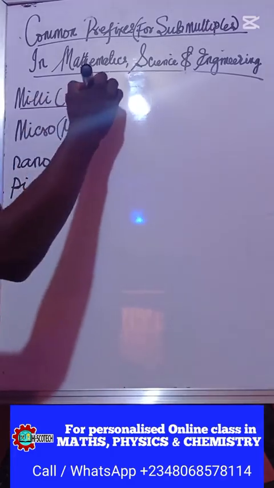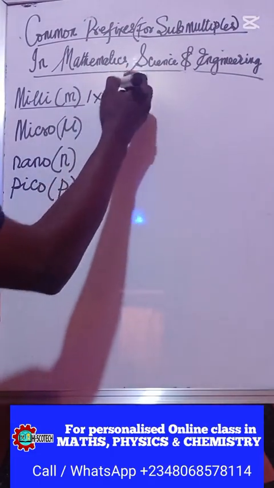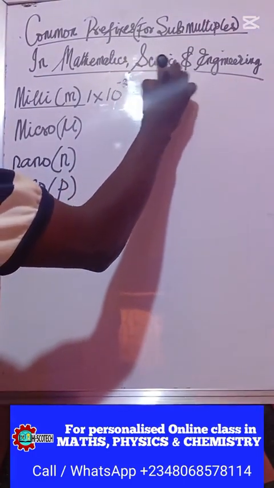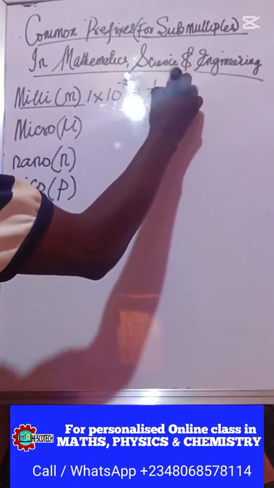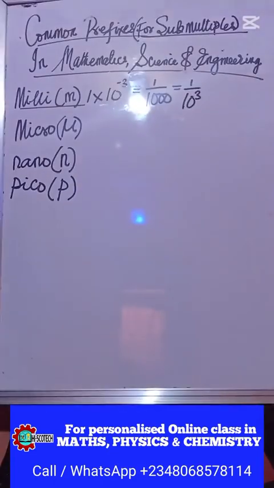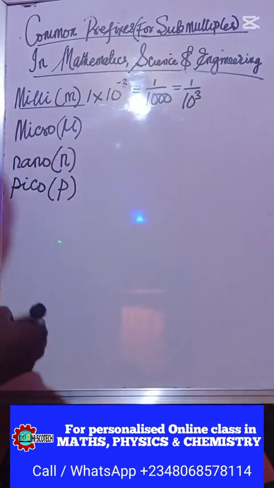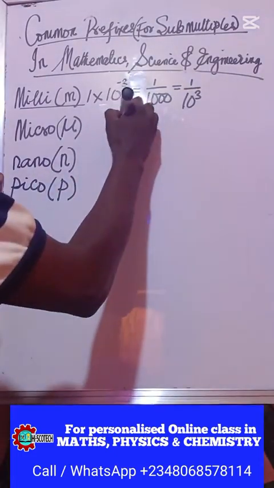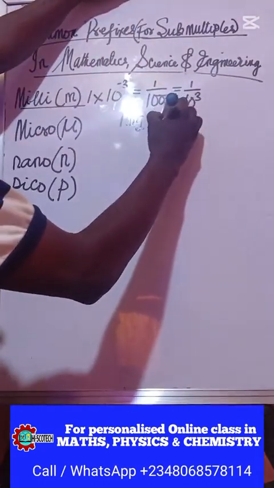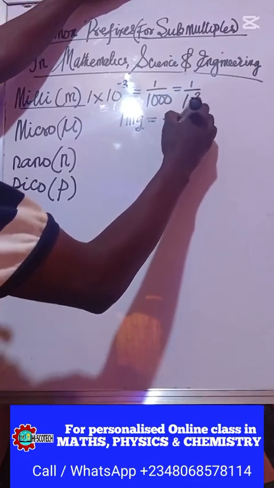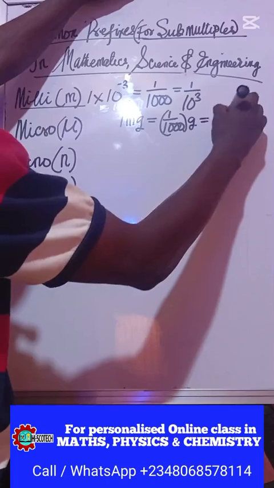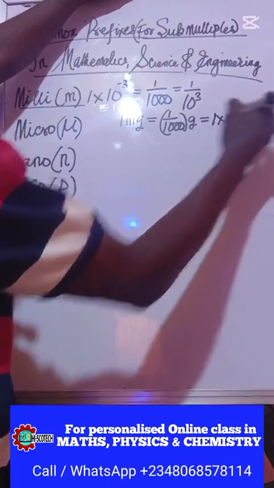Now we have the first one here, which is milli. Milli is equivalent to 1 times 10 raised to the power minus 3, or you can write it as 1 over 1,000. Or you can say it this way, 1 over 10 raised to the power 3. Any of this is okay, but for this video, we'll be making use of this. So for example, when we say 1 milligram, 1 milligram is equivalent to 1 gram divided by 1,000 gram. That is 1 times 10 raised to the power minus 3 grams.